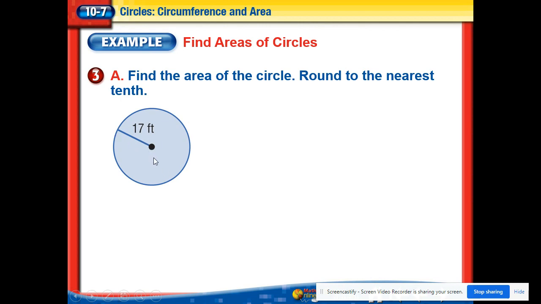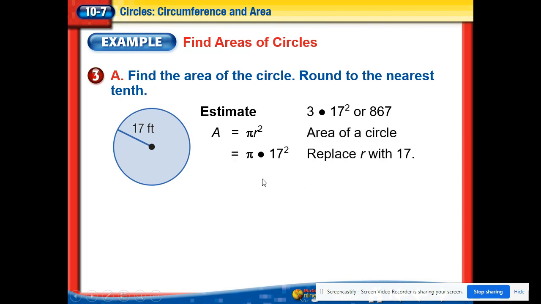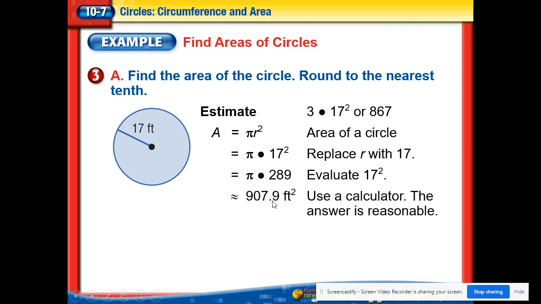All right, first problem, they give us the radius here. It's 17. You always have to identify what we have, a radius or diameter. So if we wanted to estimate it, it's going to be 3 because that's about what pi is, times 17 squared, or around that number. Let's find it exactly though. 17 squared is 289, and then we're going to multiply that by pi, and we get 907.9. Again, similar to this, but we needed to have the rest of the pi in order to get the answer correct. So 907.9 square feet.